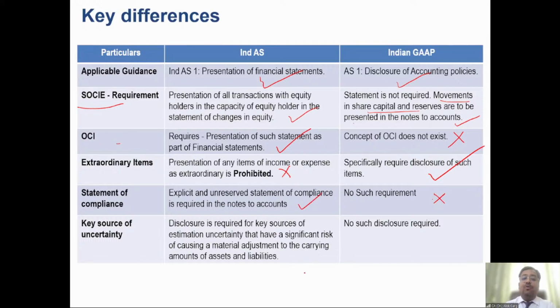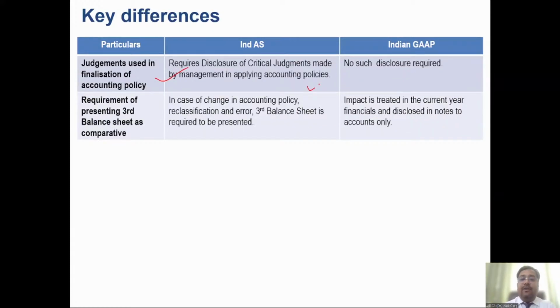Okay. Key sources of estimation uncertainty and judgments are required to be disclosed under Ind AS, but such items are not required in IGAAP. Third balance sheet: whenever there is a retrospective correction of error or retrospective change in policy, the third balance sheet, which is the opening of the comparative, needs to be presented. But in IGAAP, the impact has to be taken in the current year only. The impact has to be calculated from the previous periods, but taken in the current year and disclosed in the notes to accounts, right? In P&L, the word prior period item is required to be used. Okay.